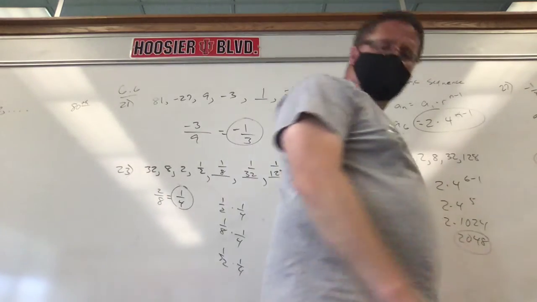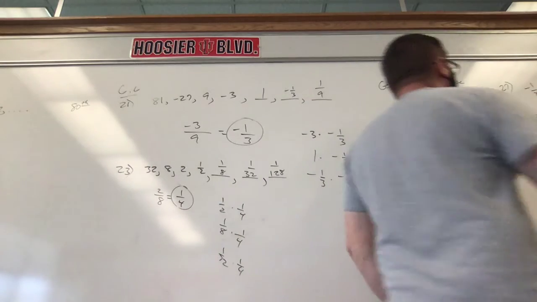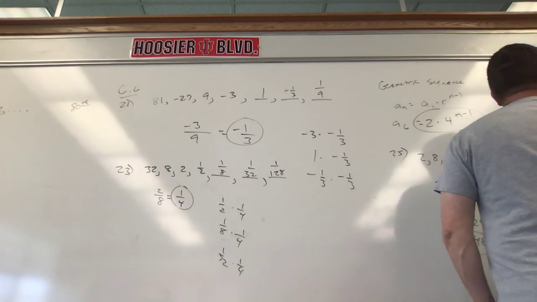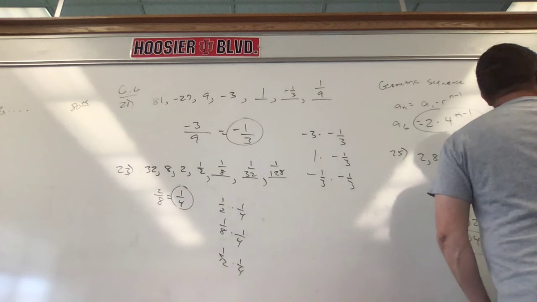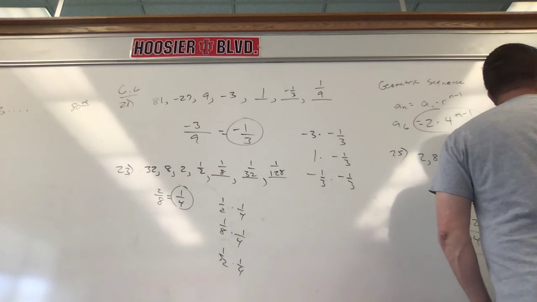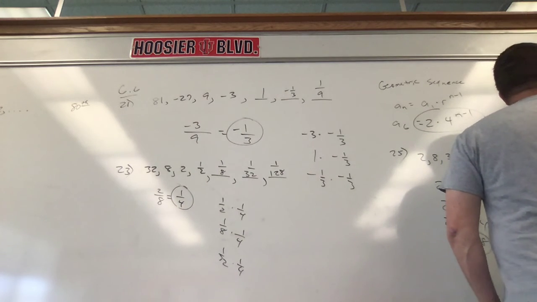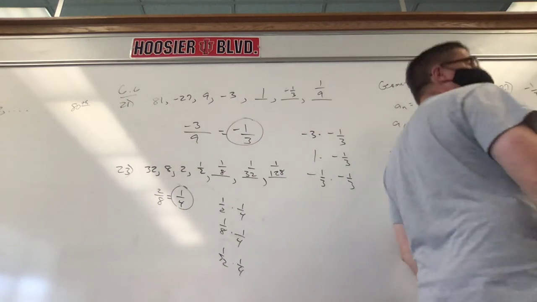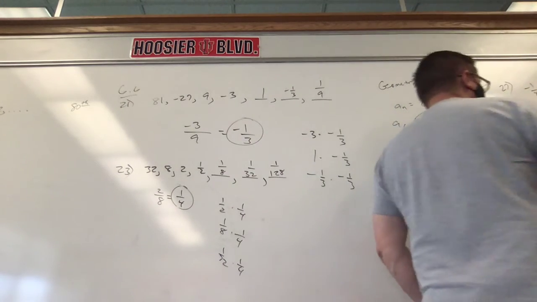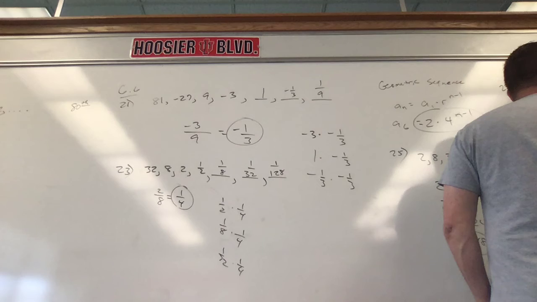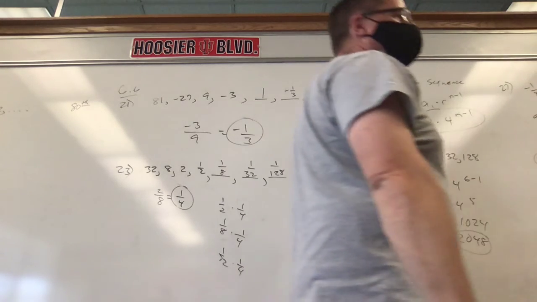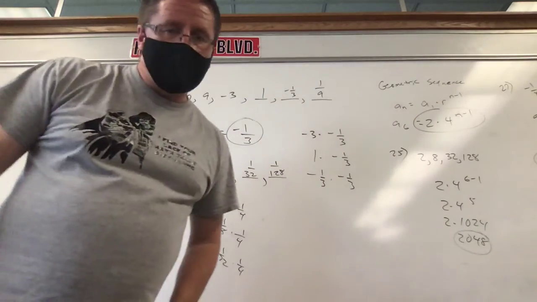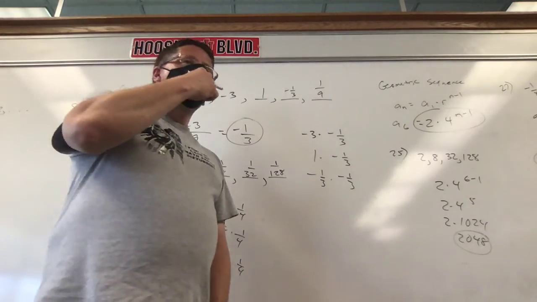Plug in 6. Yep, they want the 6th term. So, negative 1/8 times 2 to the 6 minus 1. So, negative 1/8 times 2 to the 5th. 2 to the 5th is 32. If you take negative 1/8 times 32, I think you get negative 4. Almost positive it's negative 4. And it is. Okay? Questions on this?